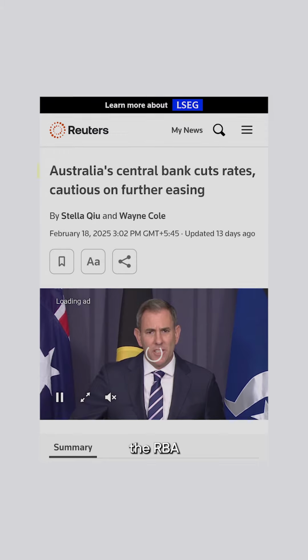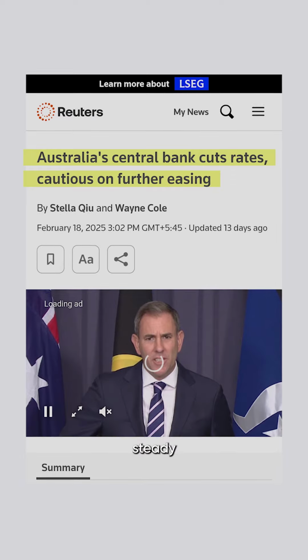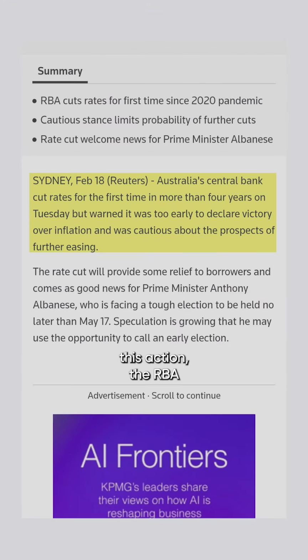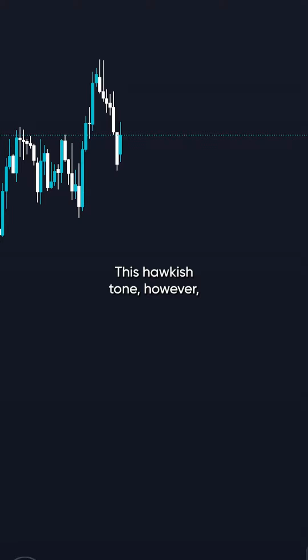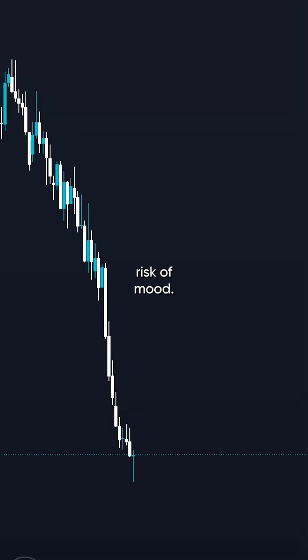Most importantly, the RBA finally cut rates the previous week after holding steady for over a year. Despite this action, the RBA delivered a hawkish cut, stating they remain cautious about further reductions. This hawkish tone, however, couldn't support the Aussie against the overwhelming risk-off mood.